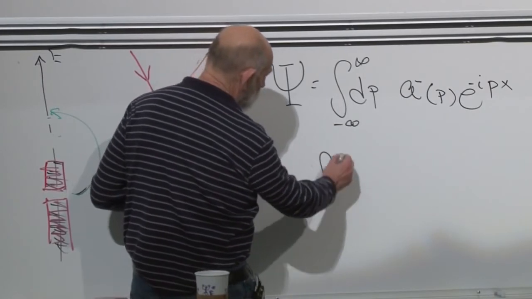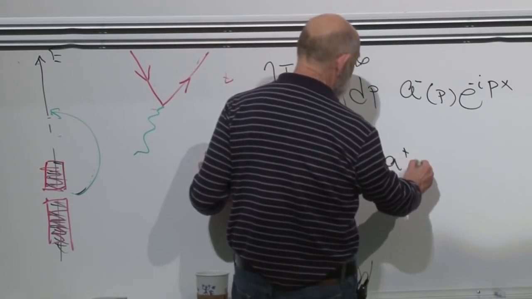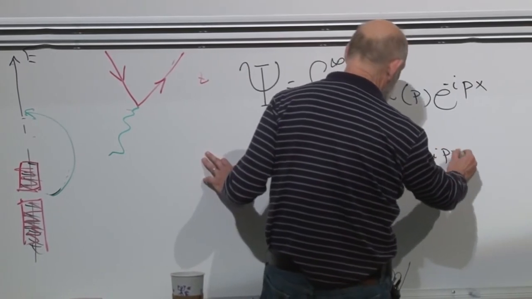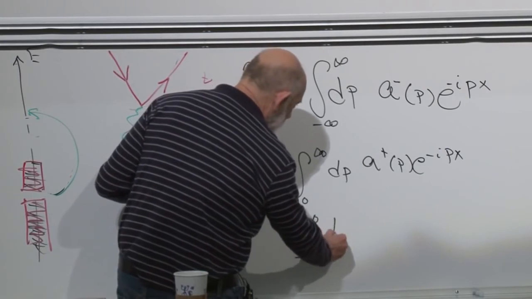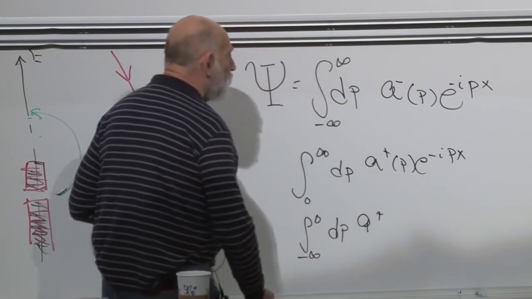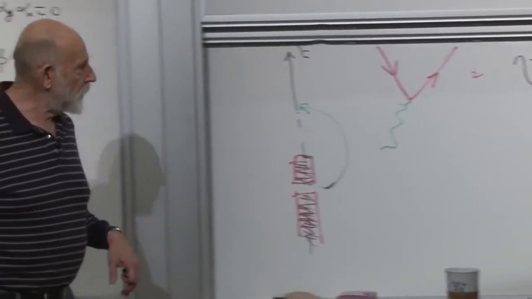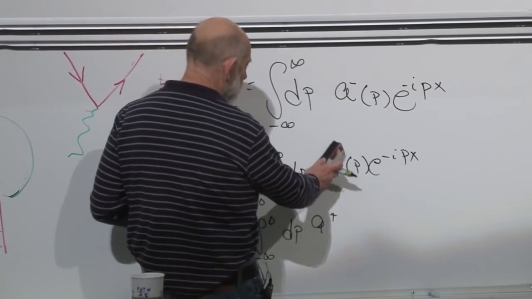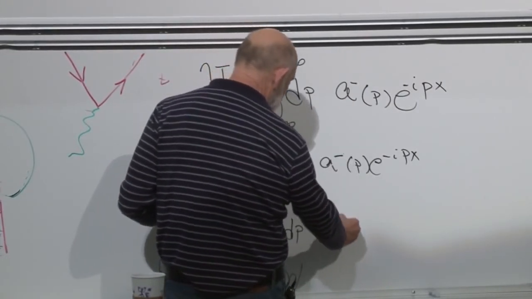But let's divide it up into two pieces. An integral from 0 to infinity dp, annihilation operator for a positive momentum or positive energy electron, e to the minus ipx, and another term from minus infinity to 0, dp, creation operator now for a, oh, did I write, I meant annihilation operator, my mistake. Annihilation operator here. Same thing as here. Annihilation operator for a negative momentum particle.